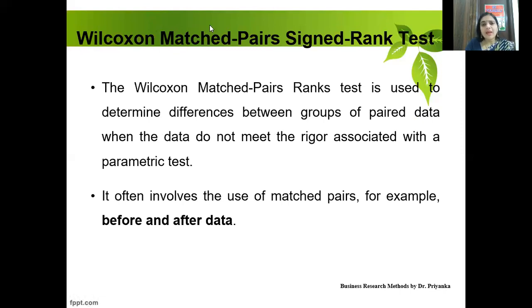Wilcoxon matched pair signed rank test. The Wilcoxon matched pairs rank test is used to determine differences between groups of paired data when the data do not meet the rigor associated with the parametric test. So there is basically one condition to check for Wilcoxon matched pair signed rank test: your data should be collected before and after. It often involves the use of matched pairs, for example, before and after.